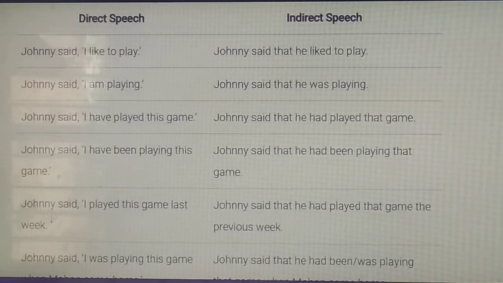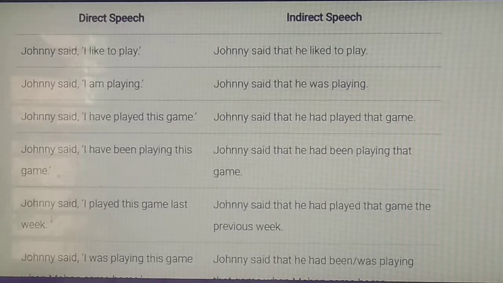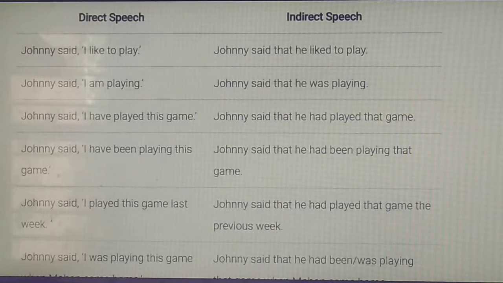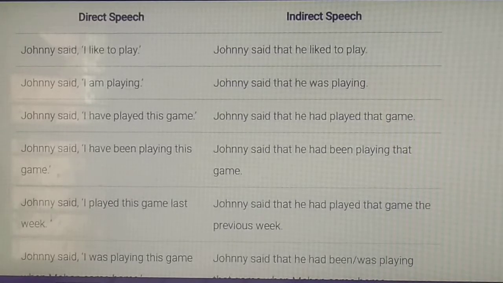Children, look at some examples. Johnny said, "I like to play." Johnny said that he liked to play. Johnny said, "I am playing." Johnny said that he was playing. Johnny said, "I have played the game." Johnny said that have changes into had, that he had played the game. Johnny said, "I have been playing this game." Johnny said that he had been playing that game.